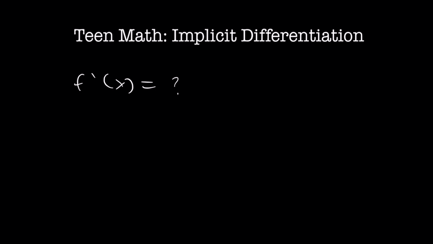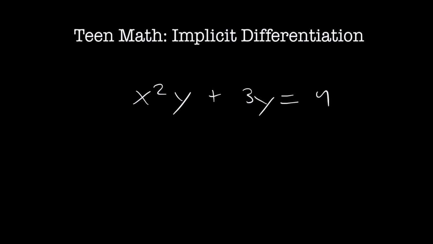But in the case of questions with multiple variables, such as x squared y plus 3y equals 4, we can see that we can't show the derivative of the equation solely in terms of f prime x. That's not an option here. So this is where we can use implicit differentiation to find an answer.